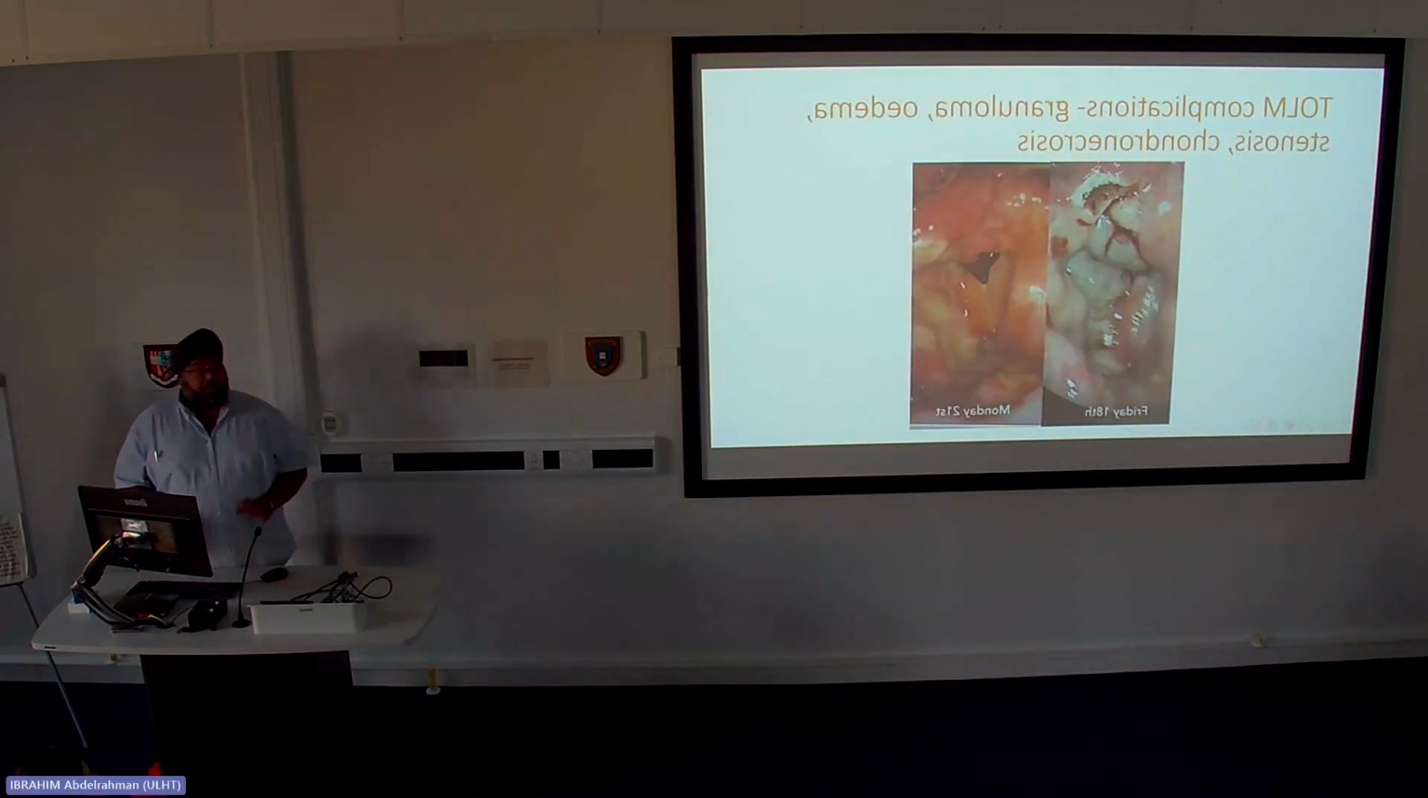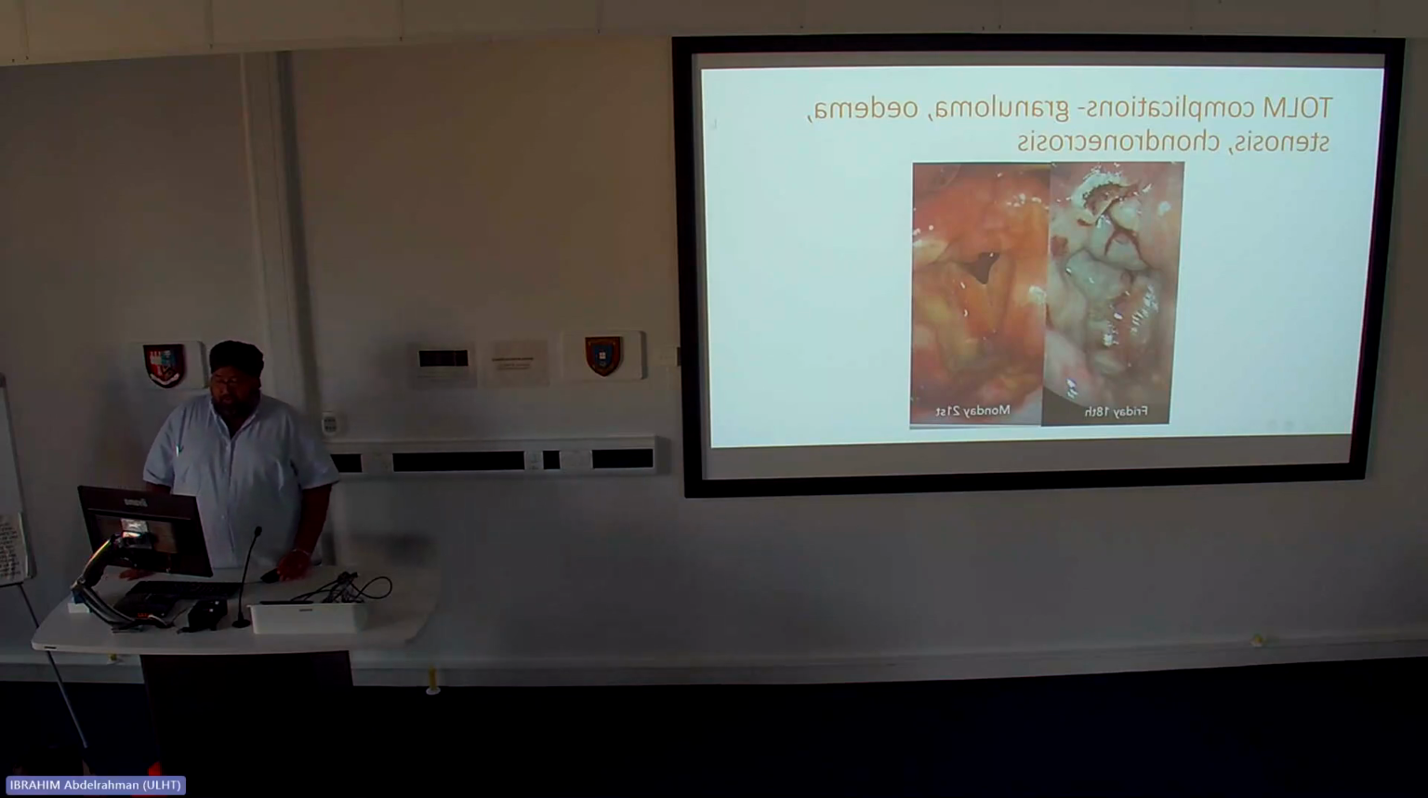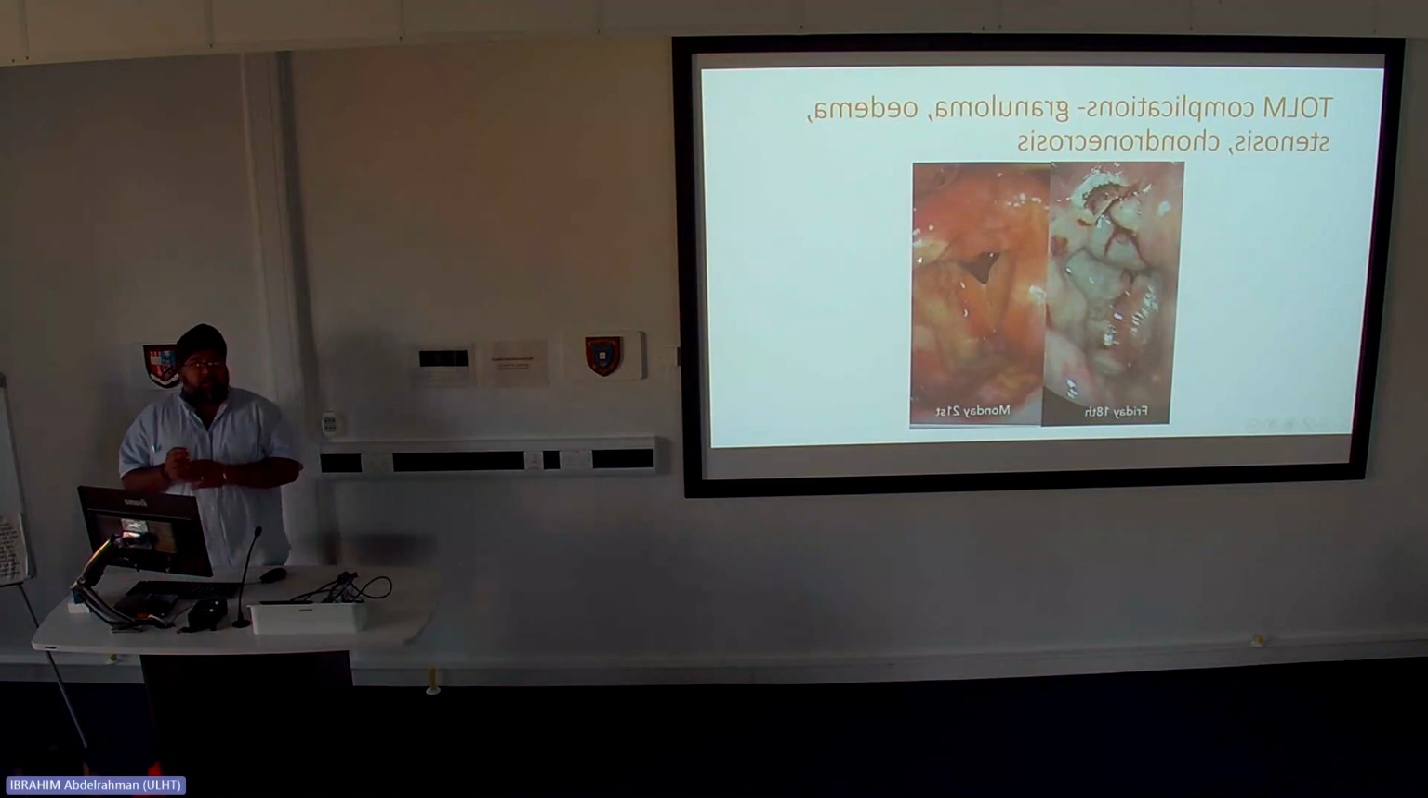So let's show you some complications. What type of complications do people get from looking at the larynx? Those two images are the same patient 4 days apart. Literally 4 days. This was me scoping on Friday, getting an image, and me scoping on the Monday and getting an image. This person had a supraglottic cancer involving the arytenoid on that side.